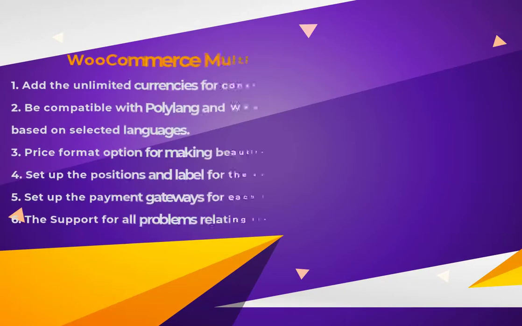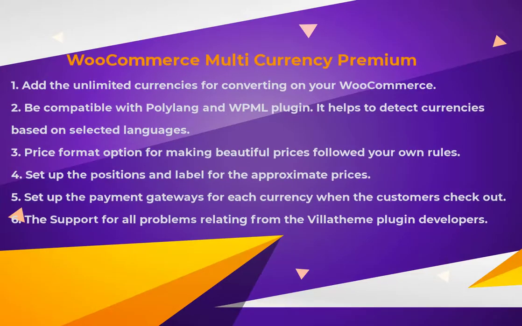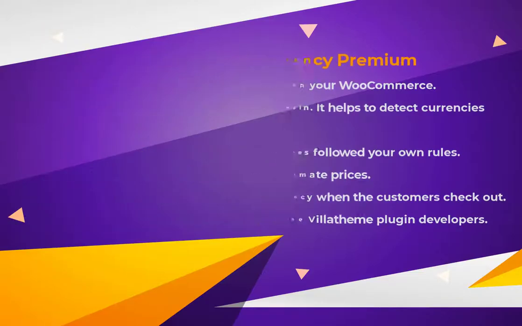When compared with the free version, the Pro version allows you to add an unlimited number of currencies for converting on your site. It is also compatible with Polylang and WPML plugins to detect the currencies based on selected languages. The price format option is one of the great points, as it allows you to make beautiful prices following your own rules. The next feature is providing you with more tools to customize the approximate price. In addition, it allows users to set up payment gateways for each currency on the checkout page. When you purchase the version, you will get support from VillaTheme plugin developers for related problems.